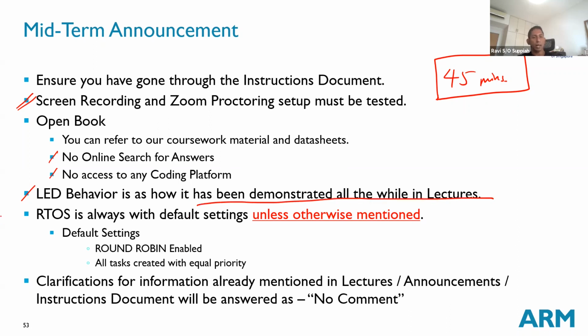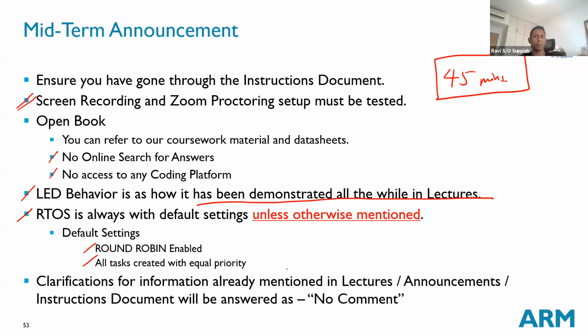All right, the RTOS is always with default settings unless it is mentioned otherwise in the question. The default setting means round robin is enabled and all tasks are created with equal priority. So these are the default settings on which the RTOS questions will be based, unless it is mentioned.